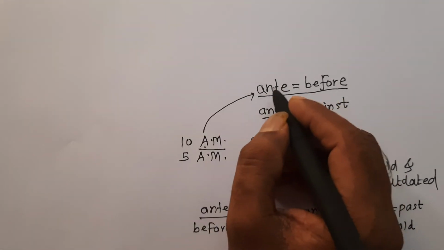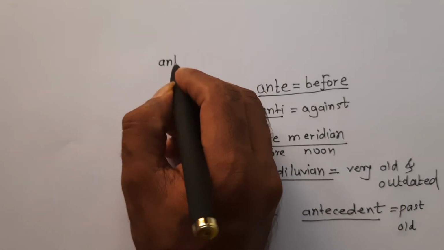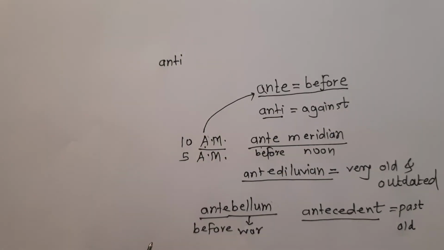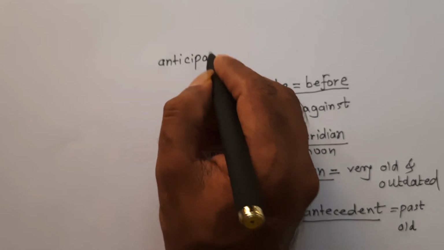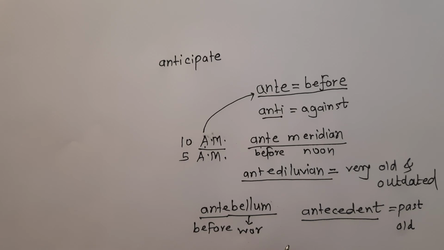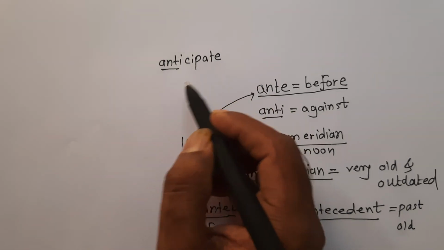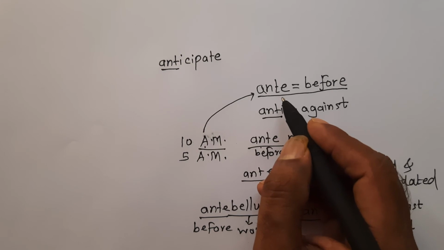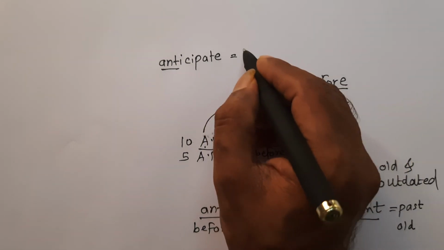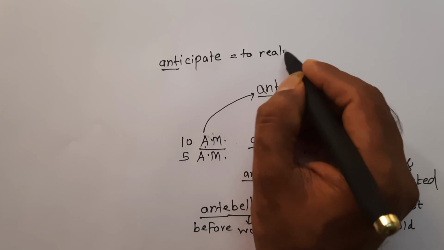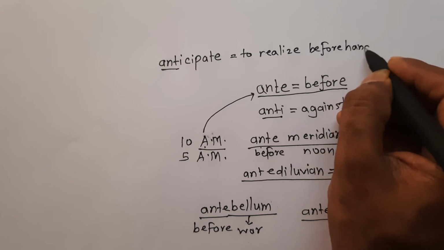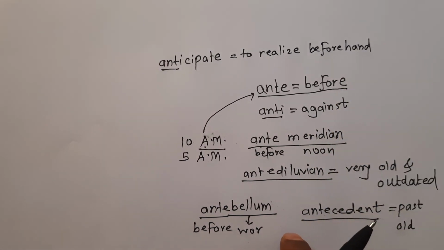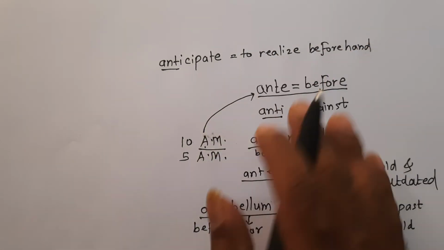Now sometimes, there are words which are based on this prefix ant, but they start with the spelling anti. For example, anticipate. Now anticipate has nothing to do with anti. Actually, anticipate has to do with ante. To anticipate something is to realize beforehand. For example, you anticipate a change in the behavior of people after the pandemic, which means you realize the change even before it happens.